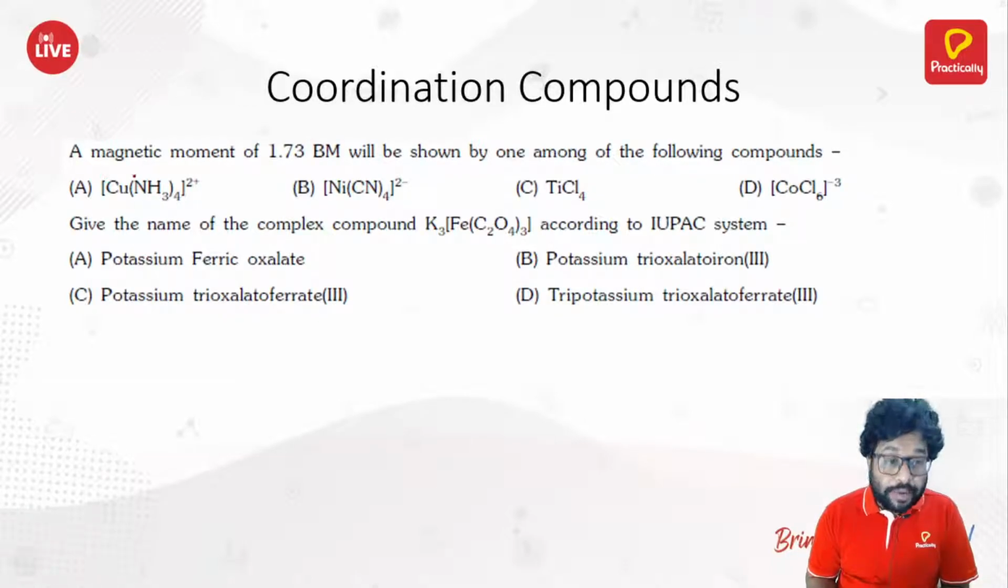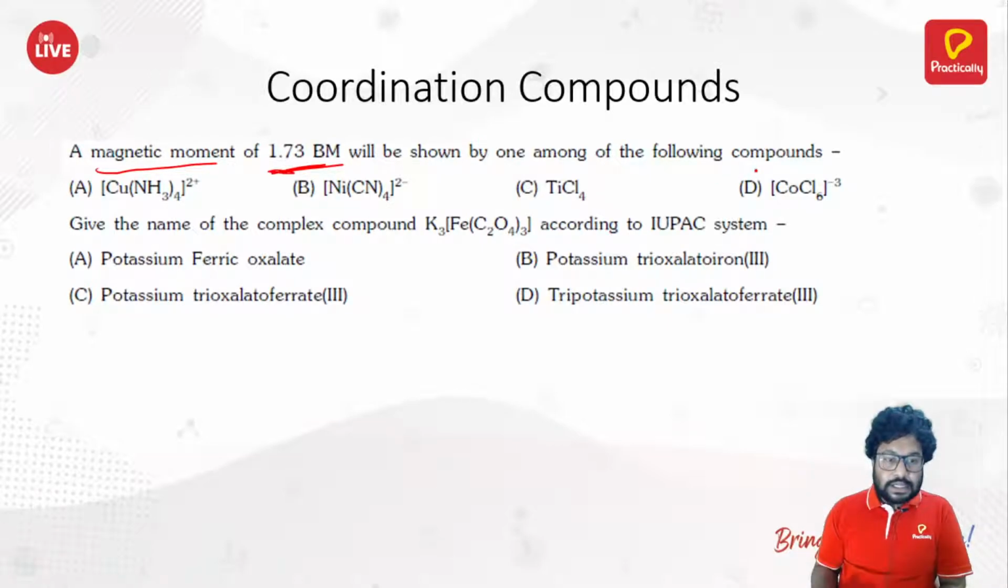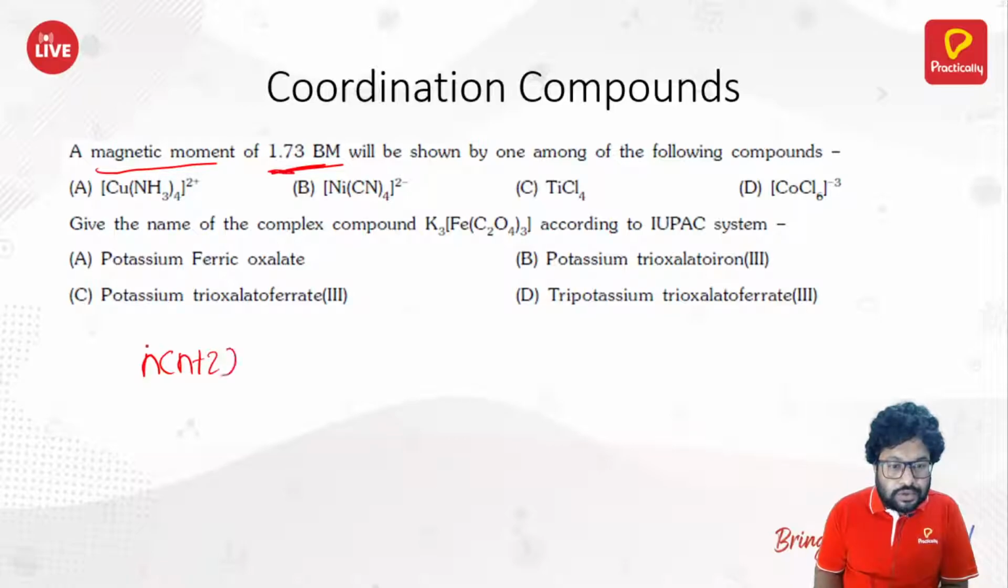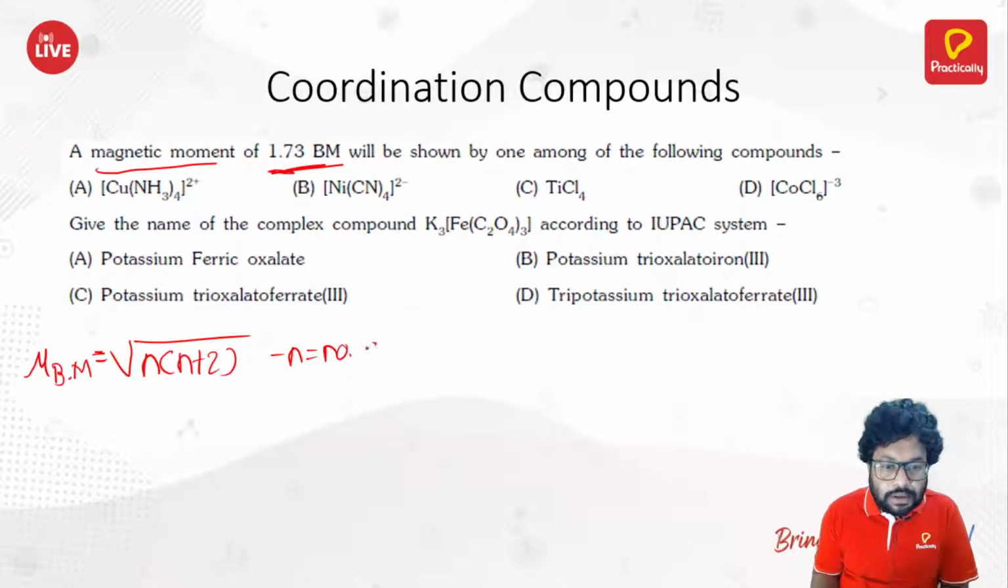Next, magnetic moment. A magnetic moment of 1.73 Bohr magneton will be shown by one among the following compounds. Let me tell you a trick for it. Magnetic moment can be found by root of n plus 2, n into n plus 2 under root. So mu, BM is Bohr magneton, as they have written here also. Mu is the magnetic moment, and n is the number of unpaired electrons.